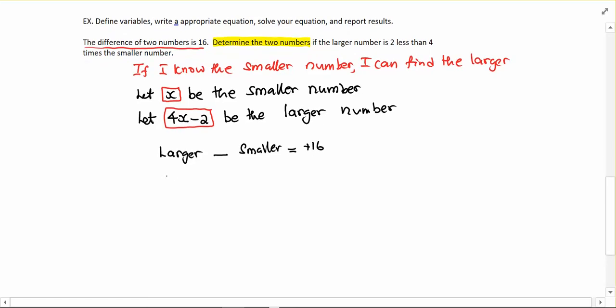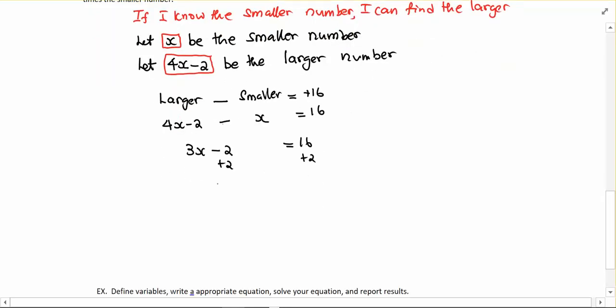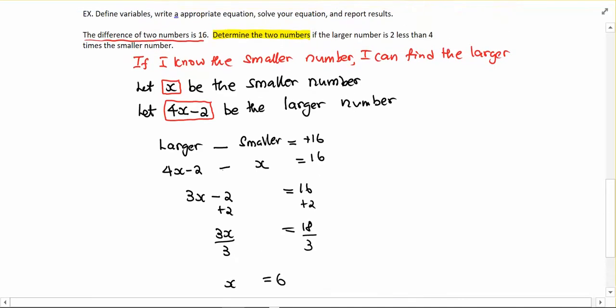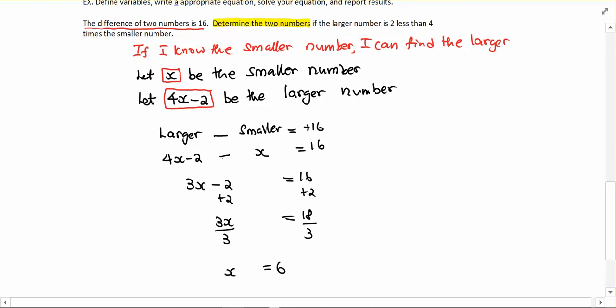So I'm going to write 4x minus 2, right? That's the larger number, minus the smaller number. That must equal 16. Okay, so that is 3x, if I combine like terms, minus 2 is equal to 16. Add 2, then I get 3x is equal to 18, and then I divide by 3, x equals 6. Now, you're not done at this point, right?